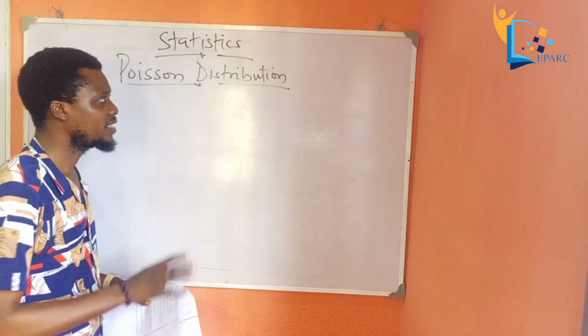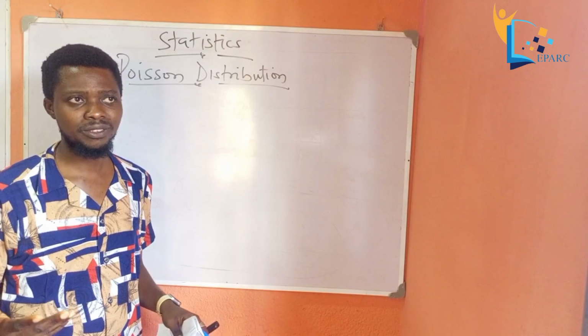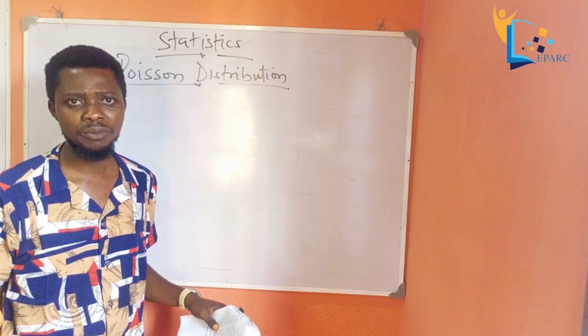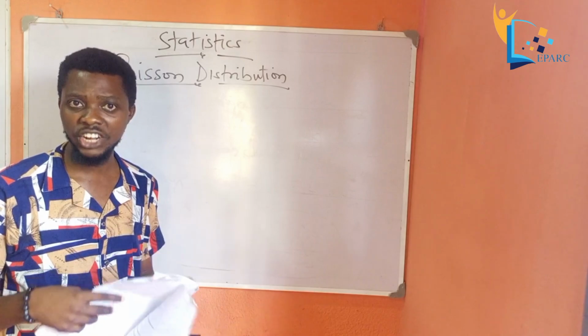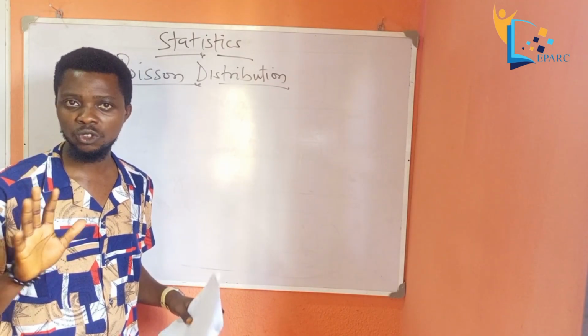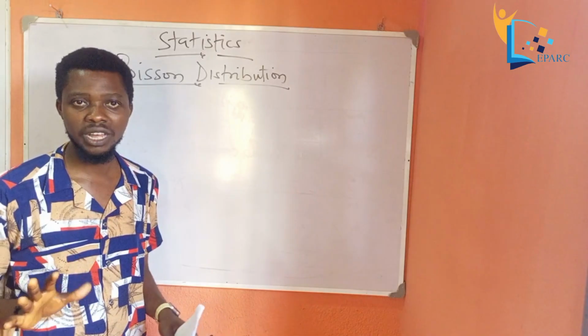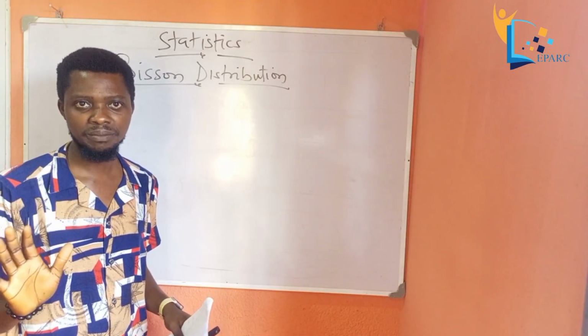Now, there are properties of Poisson distribution. We have about 6 of them, but let me just give you 4 of them. I'm going to post them on the screen so that you see them. And we also have 2 questions we're going to solve using the Poisson distribution, which I'm going to post on the screen too.